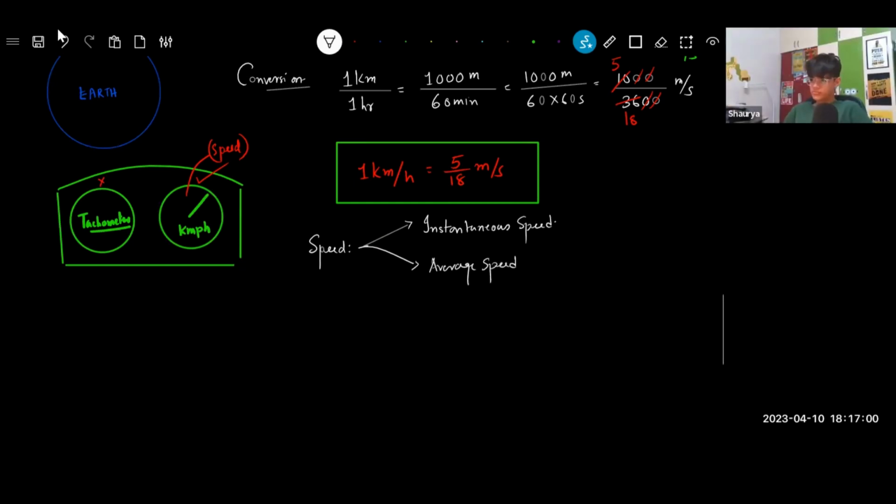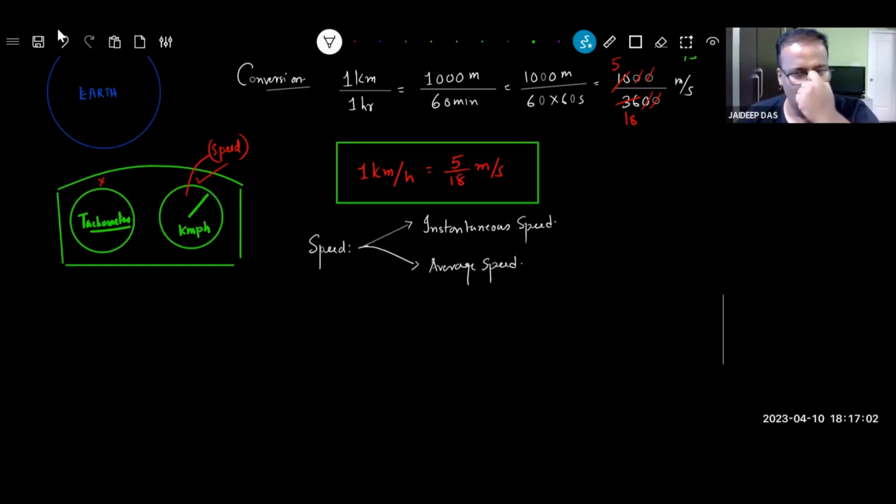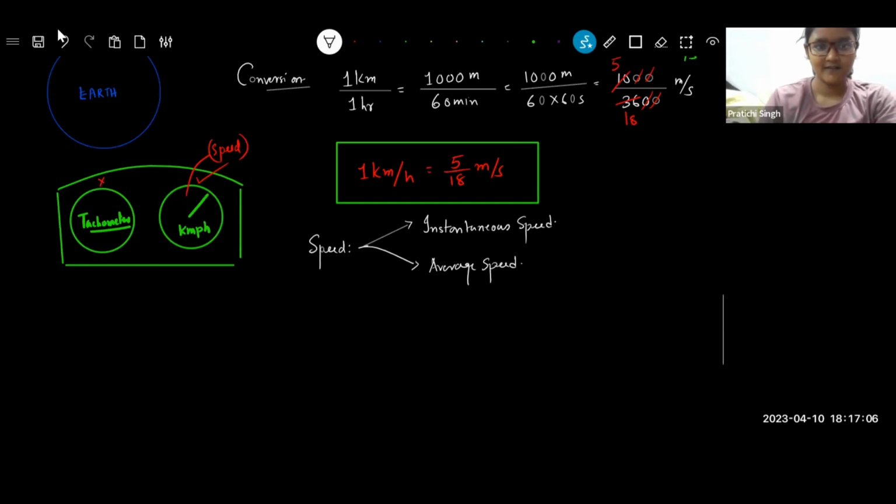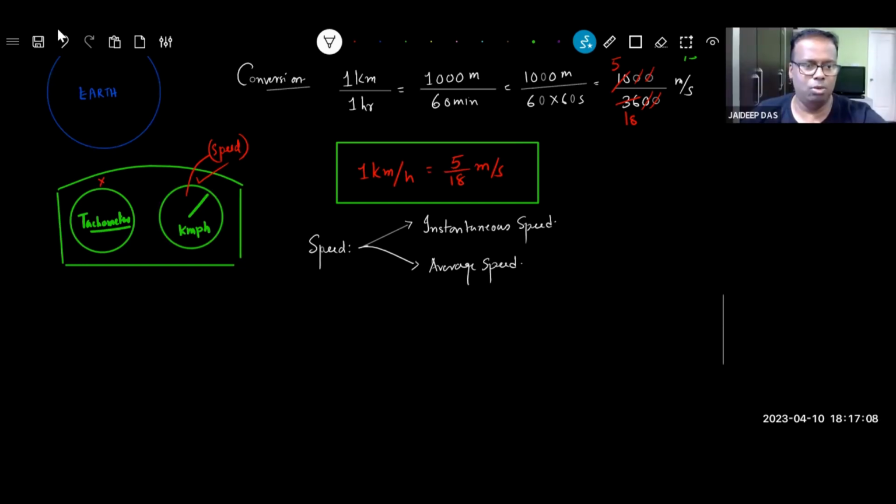Whether in book or not, you please understand. Now don't cram the formula. Instantaneous speed. What is Maggie known as? Instant noodles. Instant noodle matlab kya hai? Wahi ka wahi noodles. Cup noodles. Instant noodles. So instantaneous speed ka matlab kya hai? Abhi ka speed kitna hai bolo.